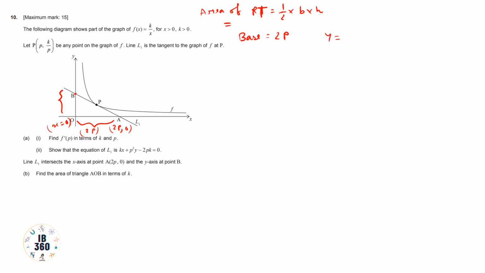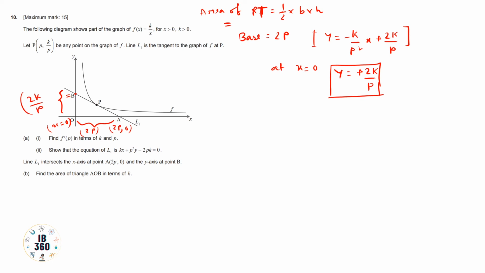So now y is equal to, from the previous slide you can see, k by p square x plus 2k by p. This was the equation of y. Now put x equals 0 here to get the height, to get this point only. So at x equals 0, this term is 0, so y is 2k by p. So height is 2k by p, and base is 2p.